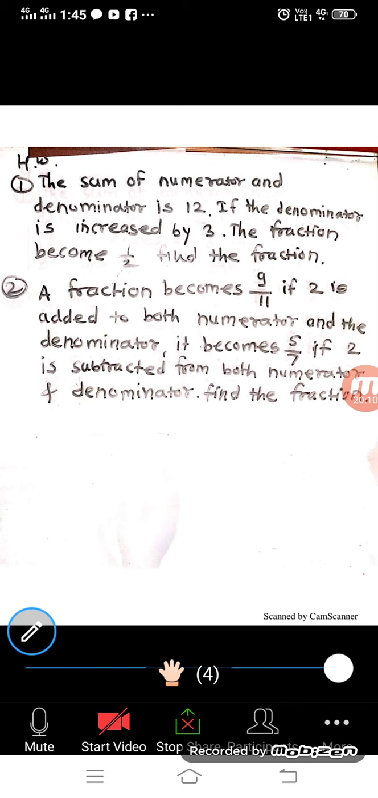And second problem, a fraction becomes 9 by 11 if 2 is added to both numerator and the denominator. It becomes 5 by 7 if 2 is subtracted from both numerator and denominator. Find the fraction.